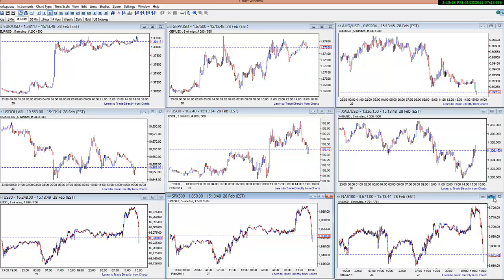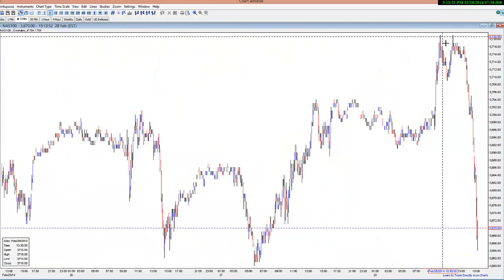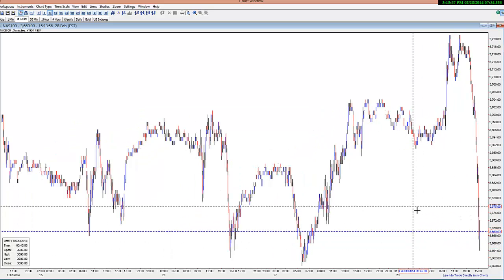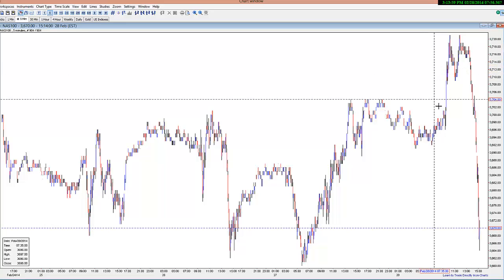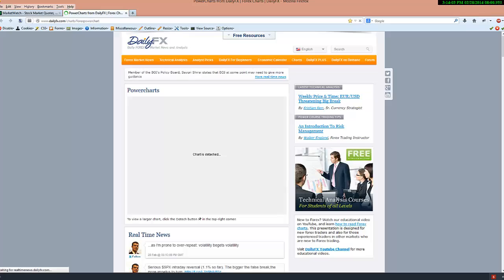And look at the NASDAQ. NASDAQ had made a double top up here at 3720, and now it's all the way down to 3663. That's a pretty good, significant pullback. So everything is going down in sympathy.